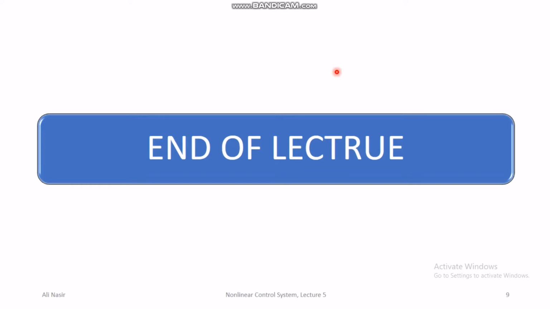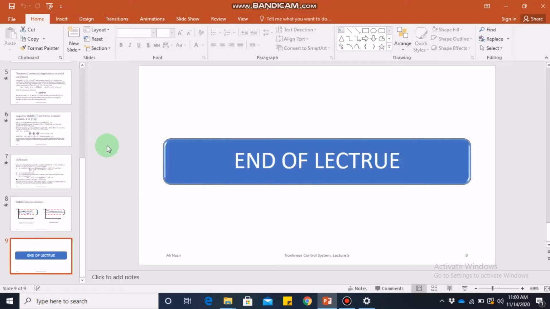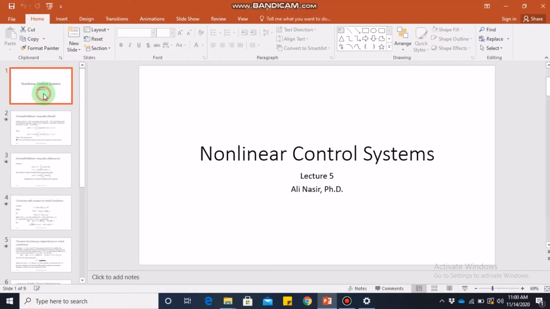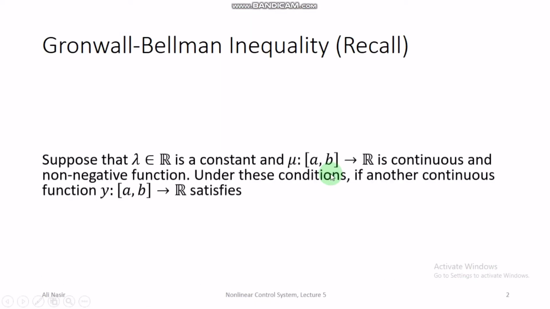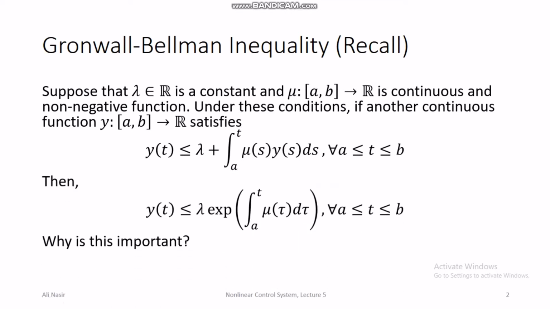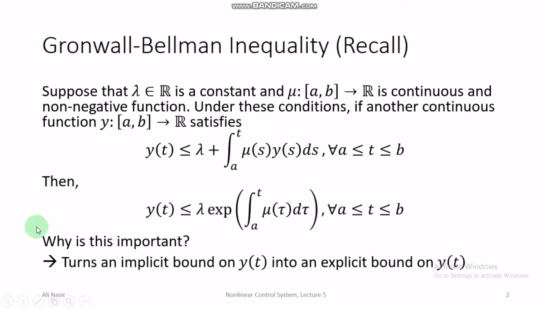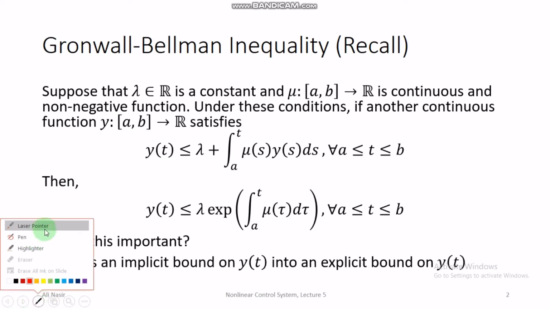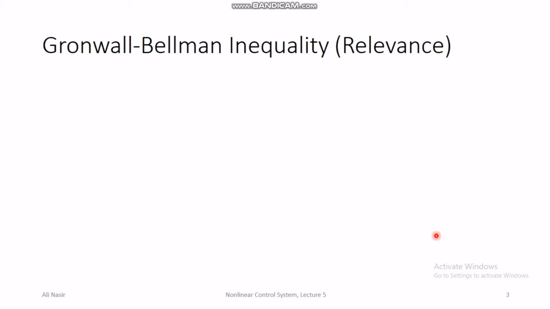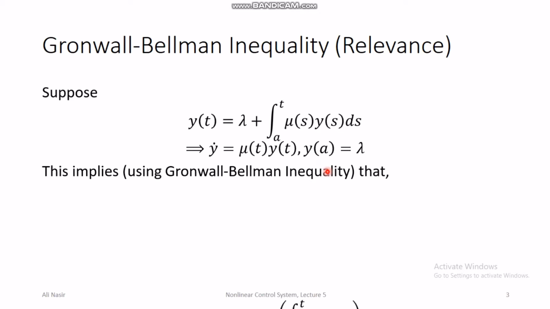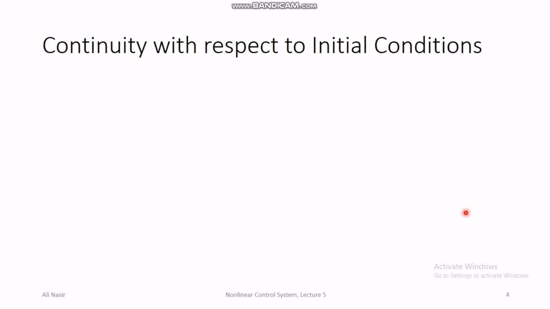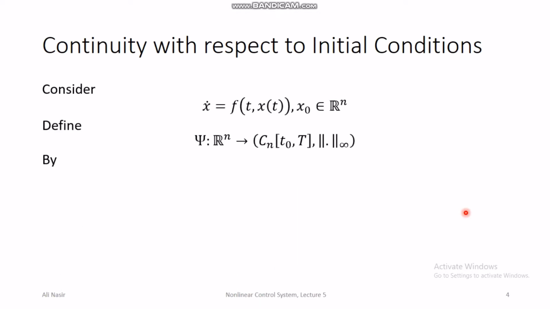That's the end of the lecture, and let's do a quick revision of what we have discussed today. So we have looked at Gronwall-Bellman inequality that we already looked at in the previous lecture. It converts an implicit bound into an explicit bound. Then we looked at the relevance of Gronwall-Bellman inequality, that it's very similar to the solution of a differential equation. And then we looked at the continuity with respect to initial conditions of the solution of a differential equation.